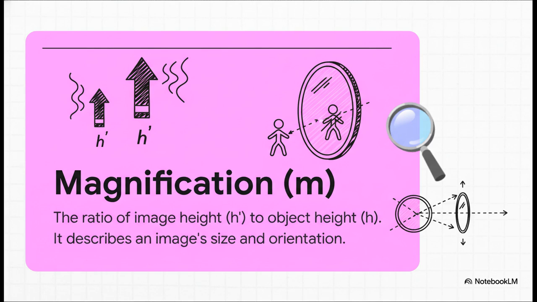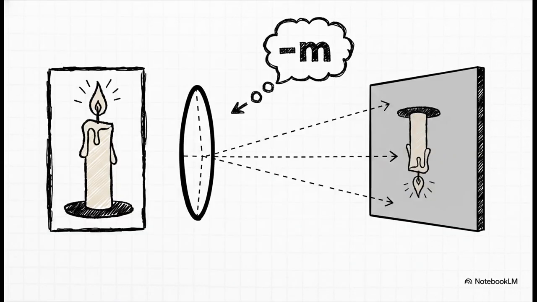But this one little number packs a ton of information. And here's a fantastic shortcut. If you do the math and your magnification M turns out to be a negative number, you instantly know two things about your image. First, it's real, which means light rays are actually meeting at that spot. You could put a screen there and project the image, just like at the movies. And second, it's inverted, which is just a fancy way of saying it's upside down.